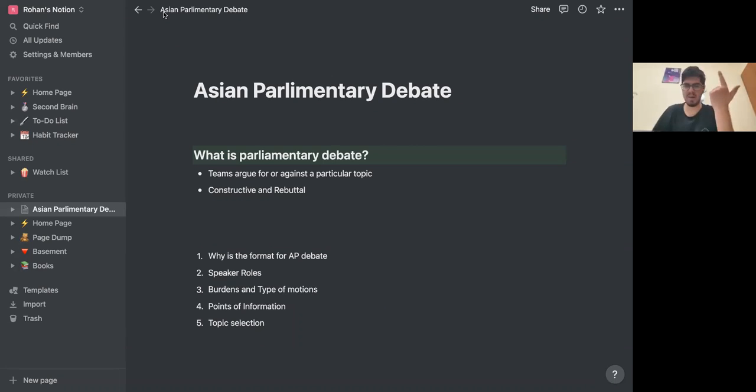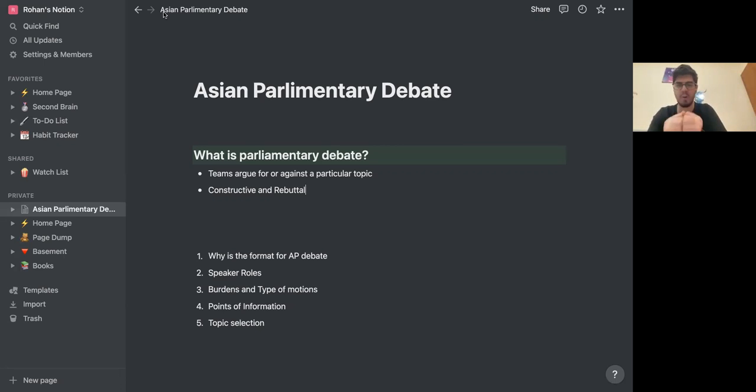Number 2, Asian Parliamentary in particular and how it goes, what the format looks like and what you're expected to do once you enter a competition which has Asian Parliamentary debate. Number 3, speaker roles, because you will be in teams of 3. So what particular job does the first speaker have in a debate? What does the second speaker do? What does the third speaker do? So on and so forth.